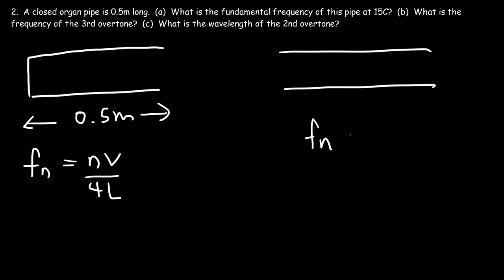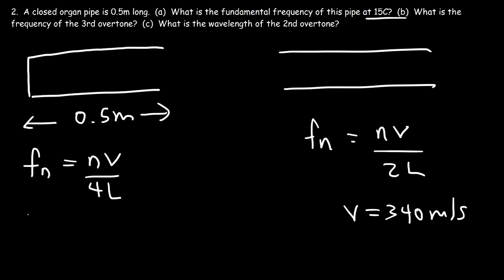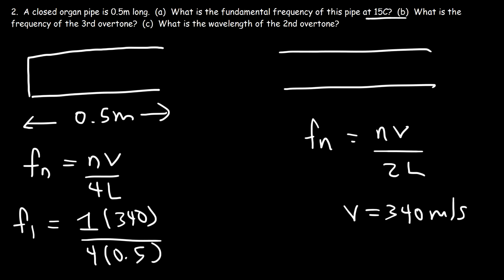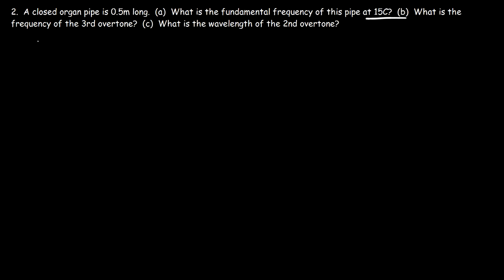Now, at 15 degrees Celsius, we know that the speed is going to be 340 meters per second. So the fundamental frequency occurs when n is 1. So it's going to be 1 times 340 divided by 4L, where L is 0.5. So half of 4 is 2, so this is 340 divided by 2, which is 170 hertz. So that's the fundamental frequency in part A.